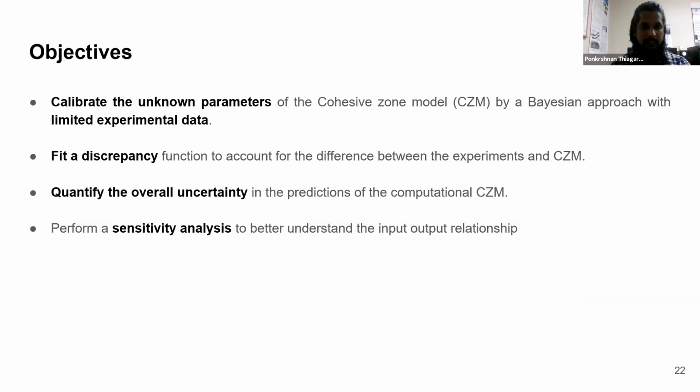So the objectives of this work are straightforward. The first objective is to calibrate the unknown parameters so that we could use this cohesive zone model. The second one is to fit a discrepancy function to account for the difference between the experiment and the cohesive zone model. Third is to quantify the overall uncertainty in the predictions. And fourth is to perform a sensitivity analysis to better understand the input-output relationship.